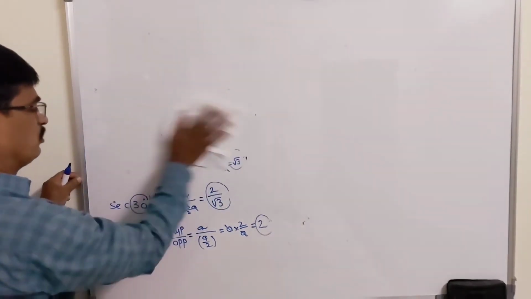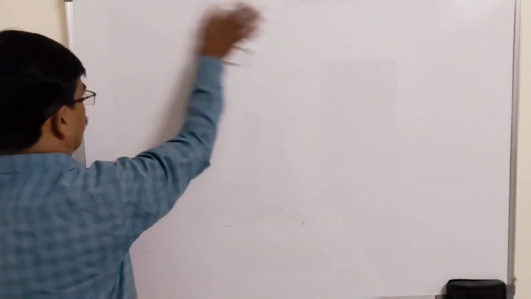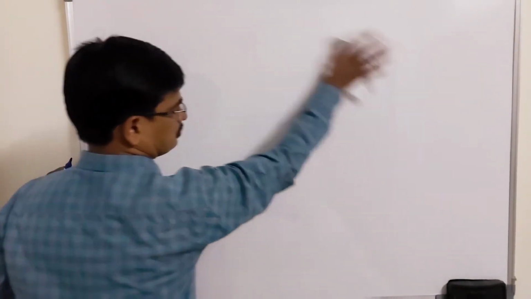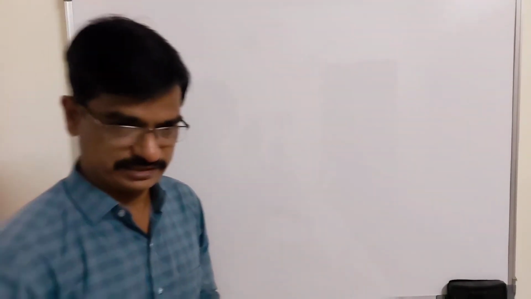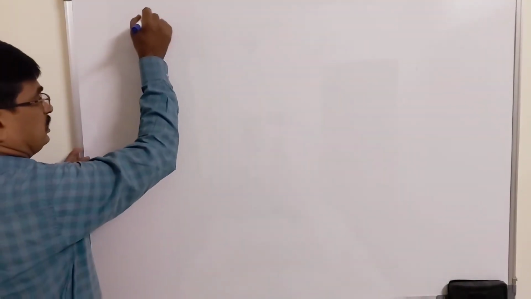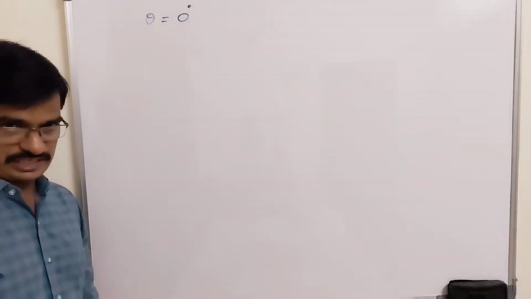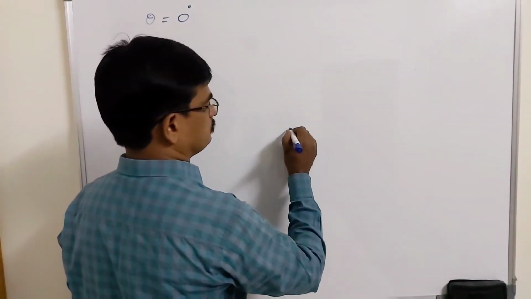So now we are going to find the value of the 6 trigonometric ratios for 0 degrees. Now theta is equal to 0 degrees. That is, we have to find sin 0, cos 0, tan 0, cot 0, secant 0, cosecant 0. It is a Cartesian plane.